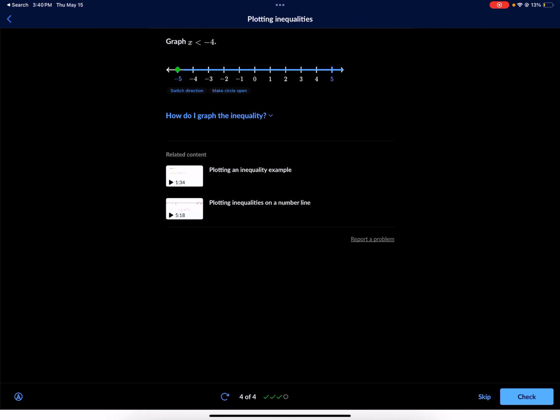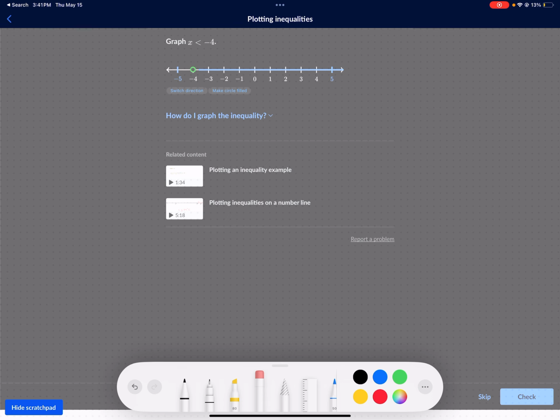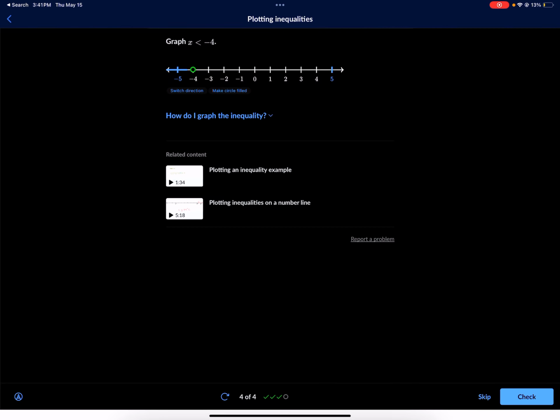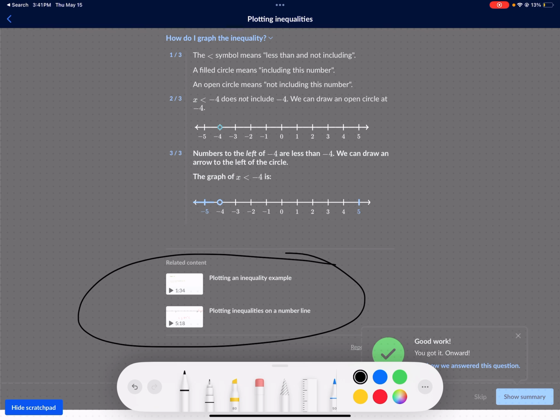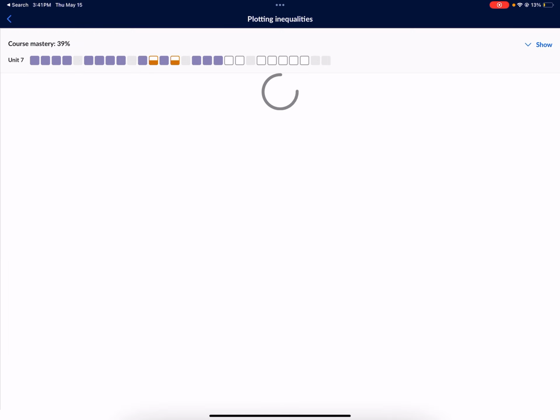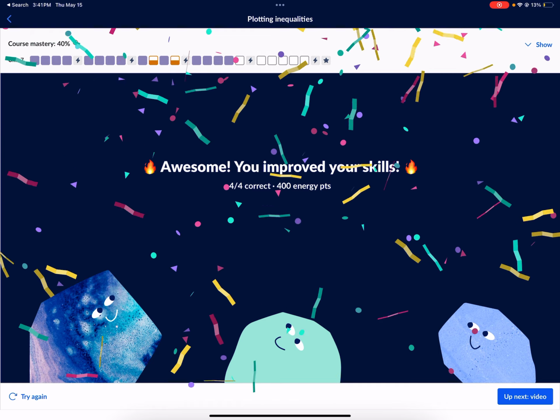Alright, I'll let you guys do it by yourself. I know you can't really do it, but try your best to. Okay, so make a circle open. So there's no equal signs, and we're gonna put it on -4, and since the arrow is going to the left, we're gonna switch directions. So it's this. If you got that right, good job. If you didn't, here's the videos. Happy studying.